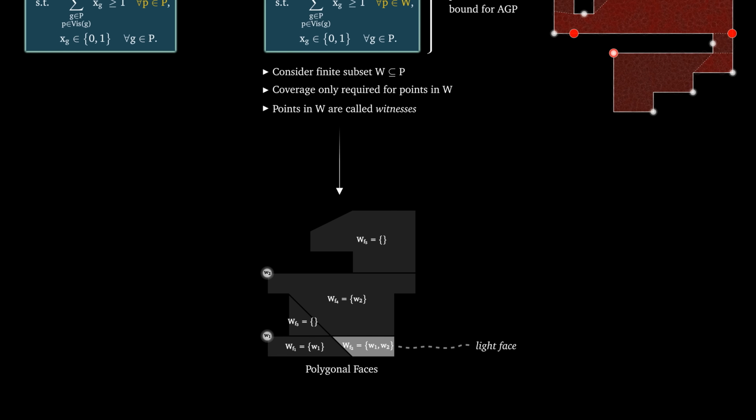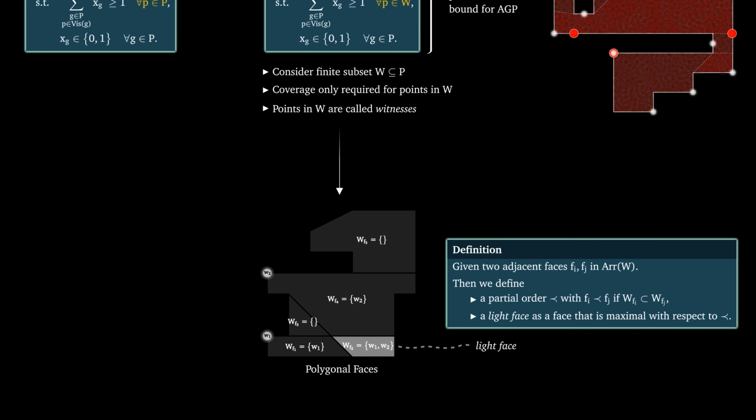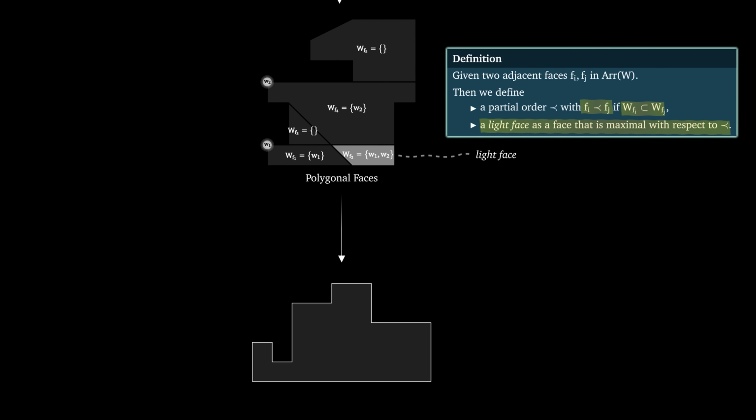Mathematically, one would define here a partial order on the faces and would say that the face Fj is larger than the face Fi if the set of witnesses that see Fi is a subset of the set of witnesses that see Fj. A light face is then simply a face that is maximal with respect to this partial order. To make things clear here, let us consider another example.